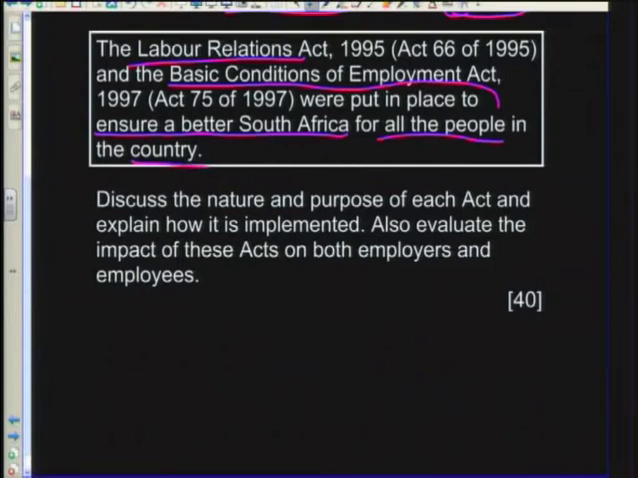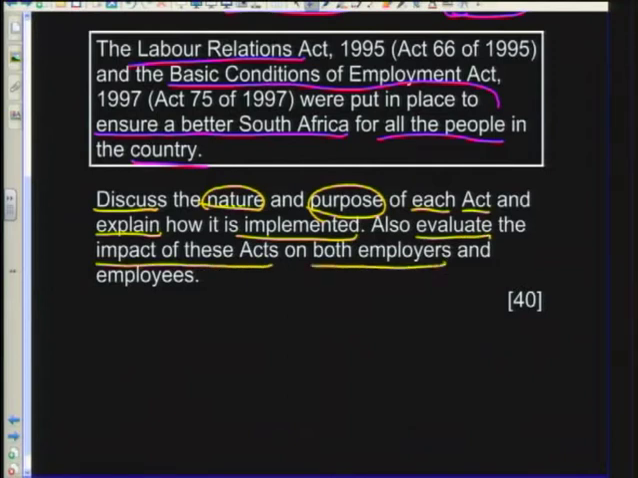What do they want from you? Yeah, and I actually want to change my pen color so you can pay attention better. So you want to discuss the nature and the purpose of each act and explain how this is implemented. Also evaluate the impact of these acts on both employers and employees.